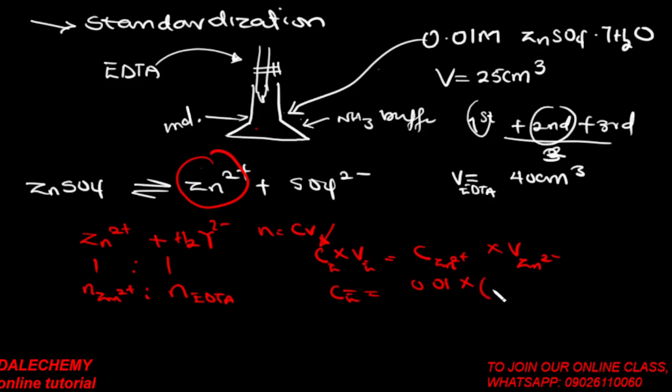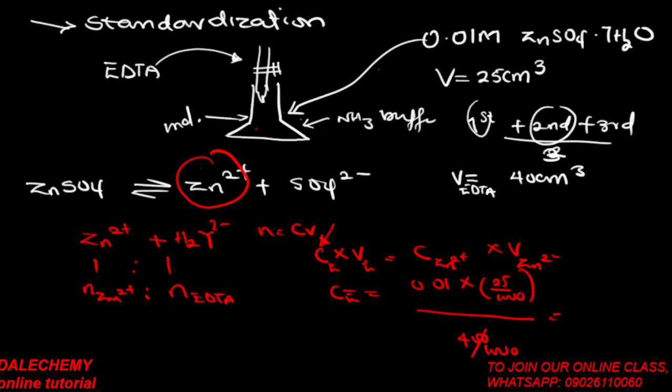So the volume should be in dm cube as well. So that will be 25. Okay, that's the volume of this stuff. Okay, that you put a 25 over 1000. Okay, then divided by your VE, volume of EDTA, which is 40. Okay, over 1000 as well, 40 over 1000. I hope that's taken. So that's how you get your concentration.